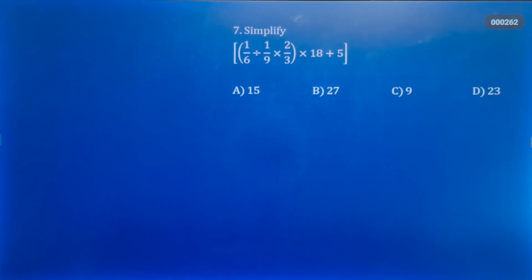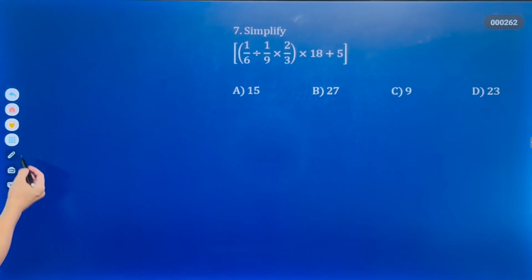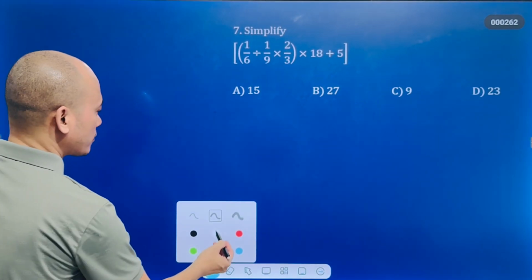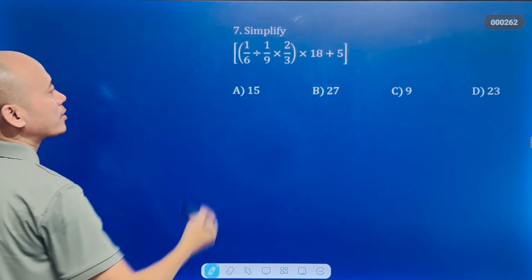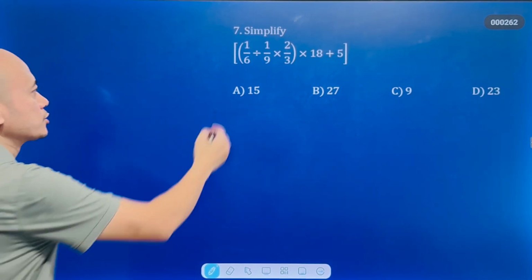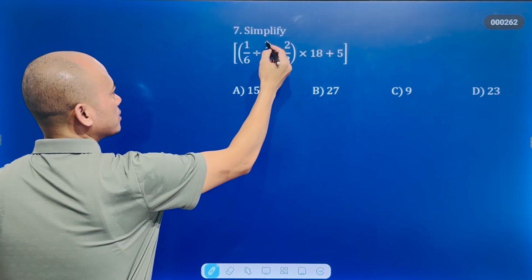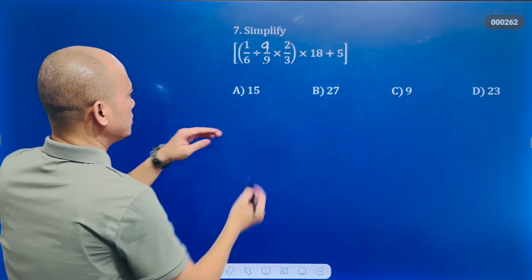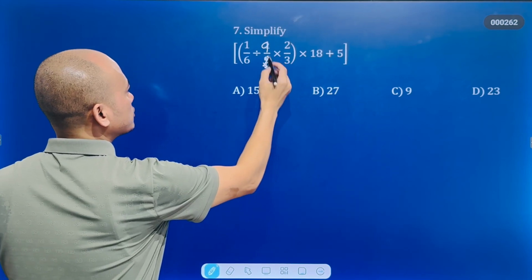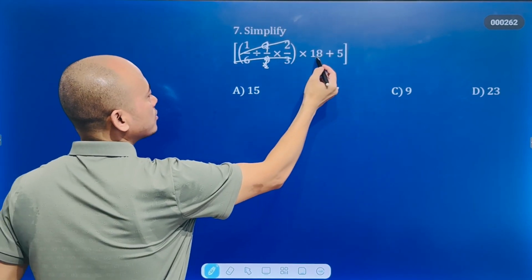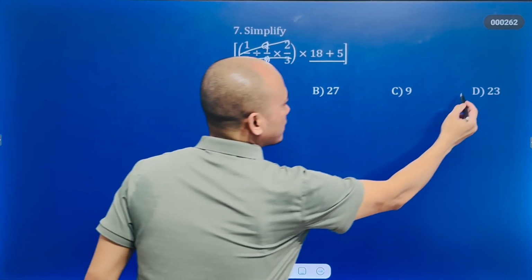So next question, simplify 1 by 6 divided by 1 by 9 into 2 by 3, plus 5. Very simple question. Here 1 by 6 divided by 1 by 9. 1 by 9 means 9 by 1. So if this goes to the top here, it becomes 9 by 1. 9 will go here, so it will become 9. Here it will become 1. So 9 2s are 18 and lower part 6 3s are 18. 18 by 18 will be cancelled. So 1 into 18 will be 18. 18 plus 5, 23 is the answer.